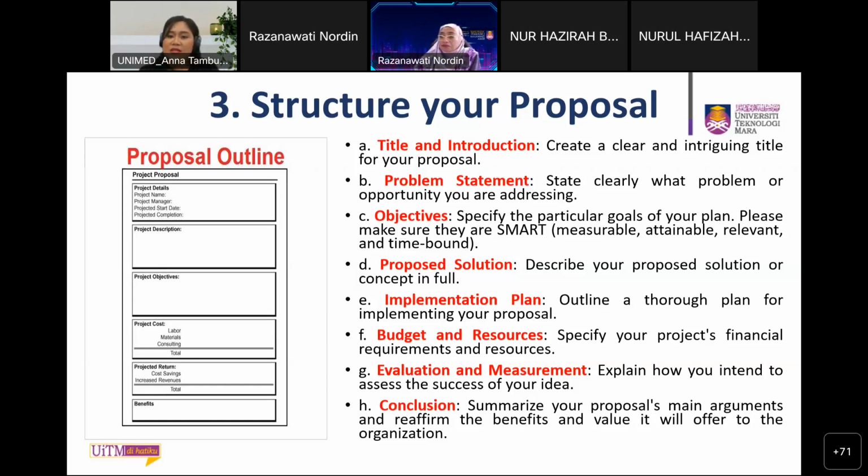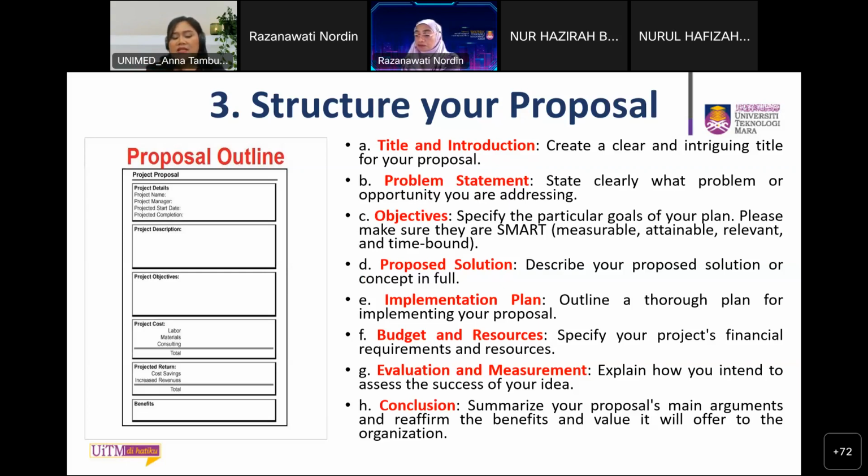Now, the next one, problem statement. You should clearly define the problem or opportunity you are addressing. Describe its impact on the organization and explain why it needs attention. Yeah, why it needs attention. So these are the keywords. Attention. Why it needs attention. Why it needs to improve. Yeah.